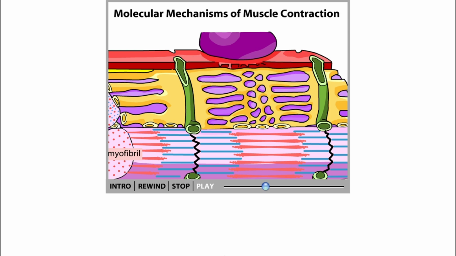This electrical signal propagates along the muscle fiber's plasma membrane. It also propagates into the plasma membrane's tubular invaginations called T-tubules. The T-tubules lie adjacent to the sarcoplasmic reticulum, an organelle that consists of a membranous network of compartments.